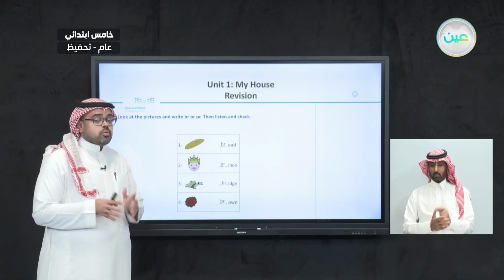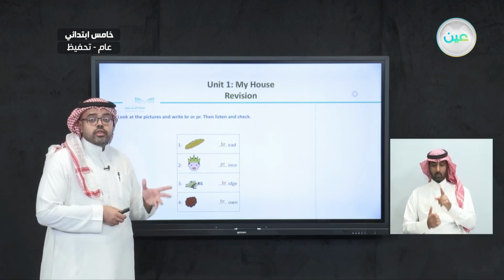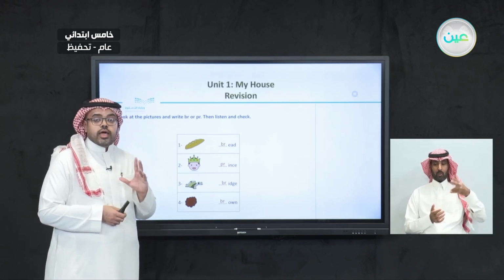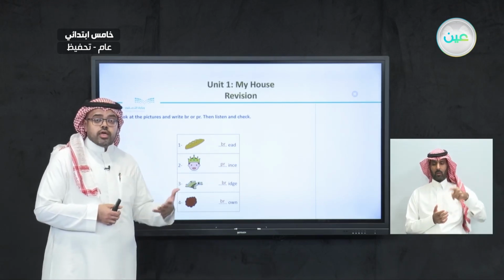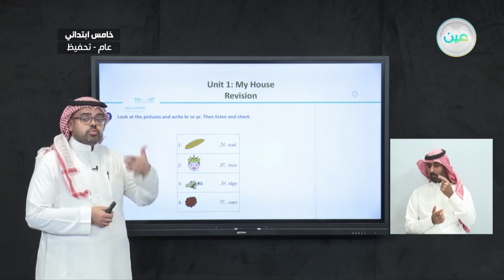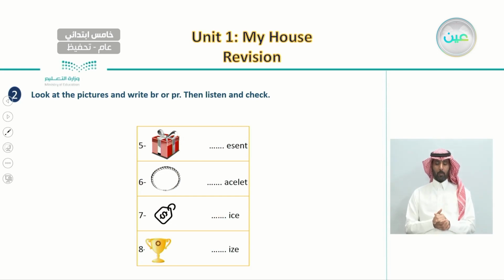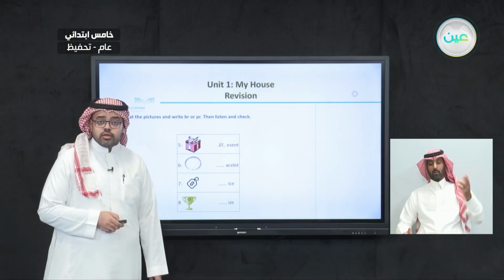So remember, we said that the only way we know the differences between BR and PR is not only to listen and to pronounce, but also to memorize as many words as we can with these two pairs of letters. And with number 5, we have another word called present, present, which starts with P and R.